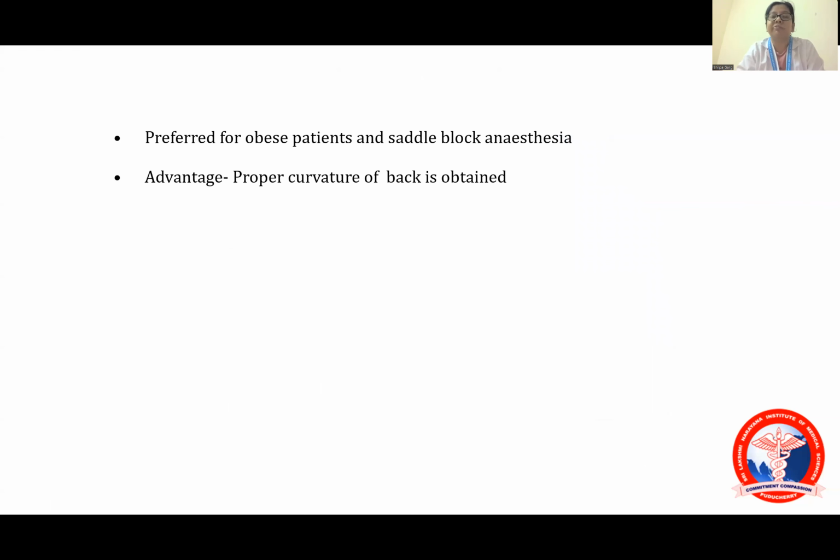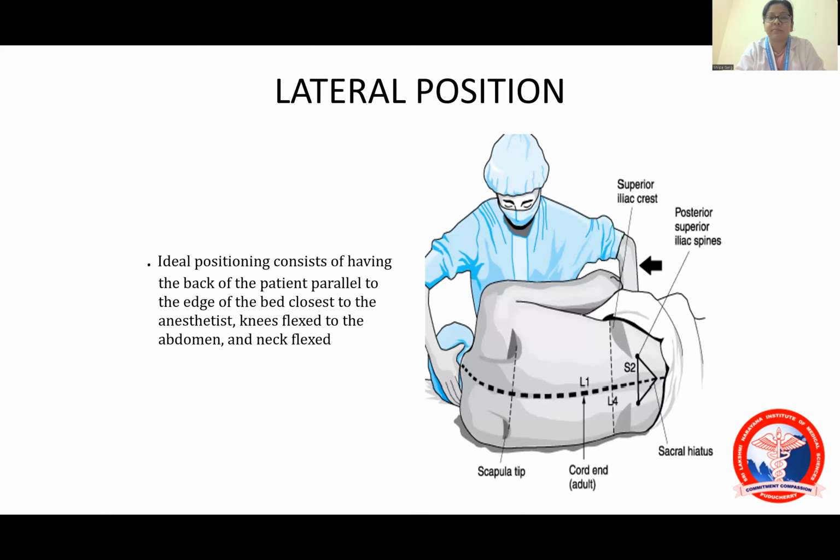The sitting position is preferred mostly for obese patients and in saddle block, because in saddle block, anesthesia is given depending upon the gravity to anesthetize only the saddle area, that is only the sacral nerve roots. What is the advantage of sitting position? Same that we have told, proper curvature is obtained, spaces are opened properly, so it is easy to administer anesthesia and reach the subarachnoid space.